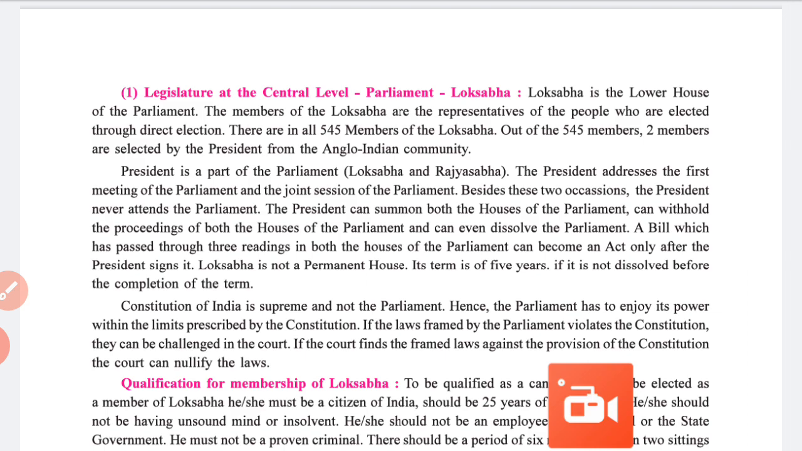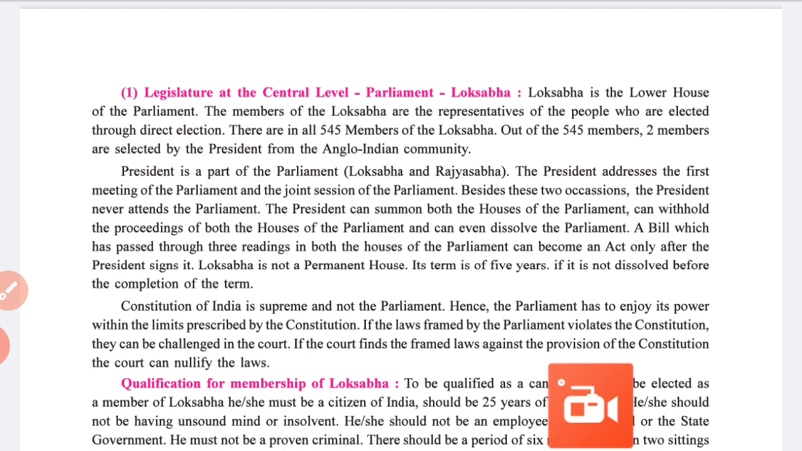When the President signs, only then can a bill become an act. Please underline this point: Lok Sabha is not a permanent house. Its term is 5 years, if it is not dissolved before the completion of the term. Otherwise, if it is dissolved at 4 years or 3 years, then it is okay.